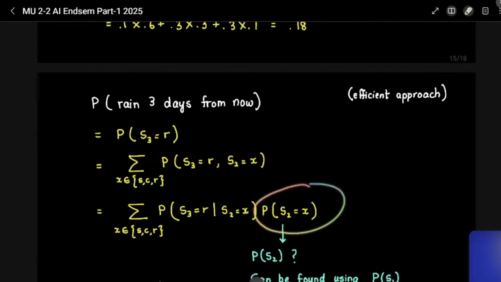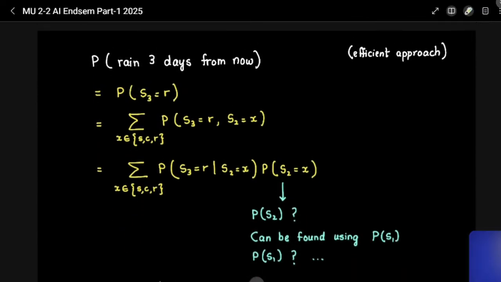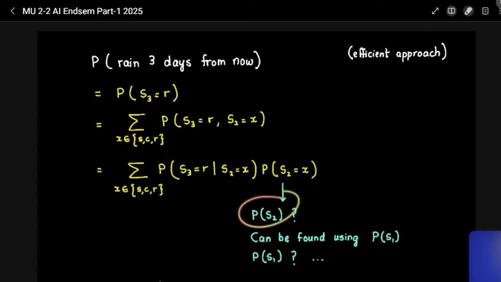But we do not have information as to what is the probability of S2 being equal to X, where X could be S, C or R, sunny, cloudy, rainy. So the idea that they gave is, apparently you can find the probability distribution of S2 using S1, and that's it. They did not mention anything more. Interesting thought. I thought they would talk about this later, but I don't think they did. So I will leave it here as it is, and I'll move on.